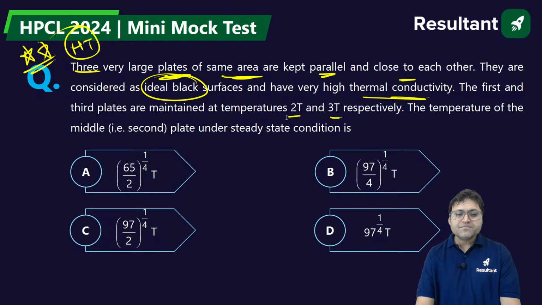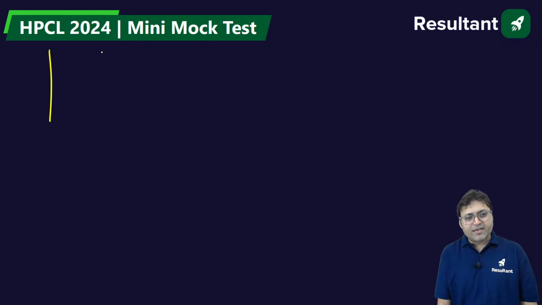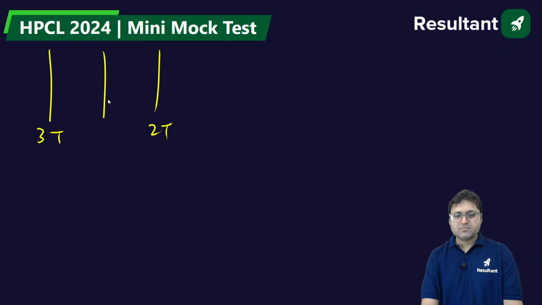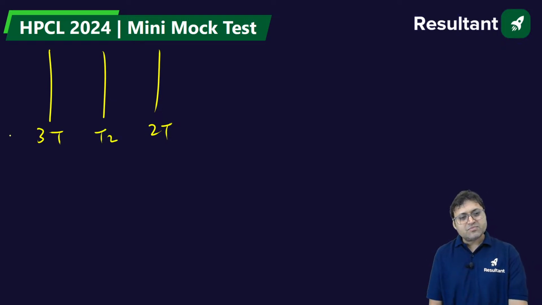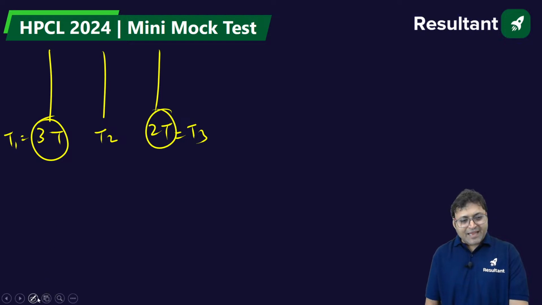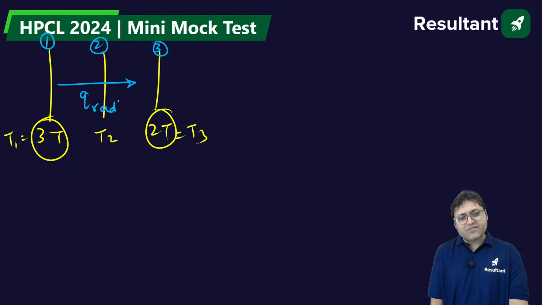Can you solve it? There are three plates, 1, 2, 3. It is at 3T, it is at 2T. We need to find out the value of this temperature. Let me call it T2, with T1 and T3. So heat will flow from 3T towards 2T. The direction of heat flow will be from first plate towards third plate, and the mode of heat transfer is radiation.